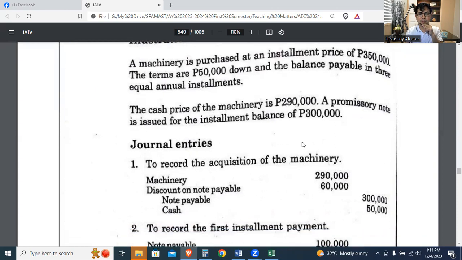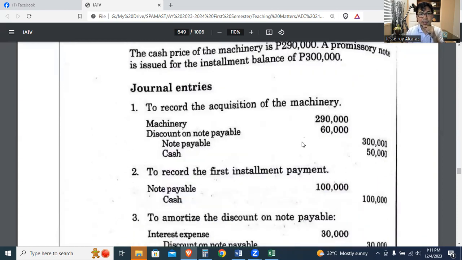A promissory note is issued for the installment. Okay, so we record it at the cash price, therefore 290. Debit machinery, 290,000 pesos. Then we give out the notes payable of 300,000 and the cash of 50,000. So there is a difference of 60,000 pesos. We debit it as a discount on note payable. Okay, discount on note payable. This is just a temporary account and we will be amortizing it over the 3-year period.